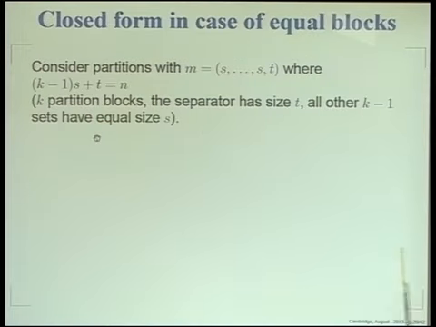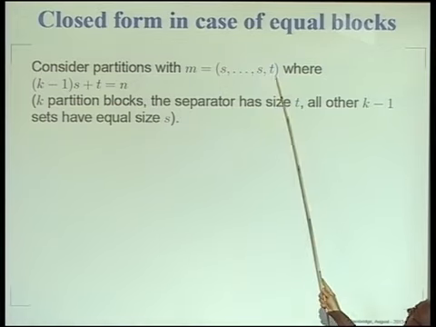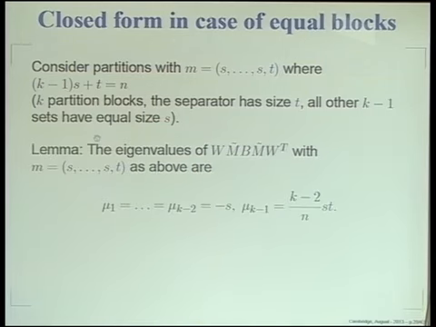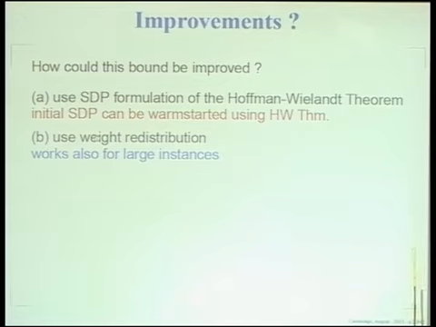And in fact, if the sizes are all equal, so if the first k sizes are equal to S and the last size is T, then you can write down explicitly what the eigenvectors of this k minus 1 by k minus 1 matrix are, but this is not so important. Okay.